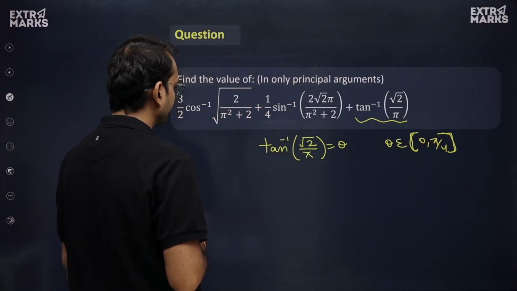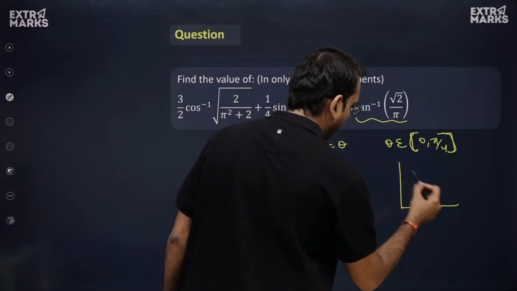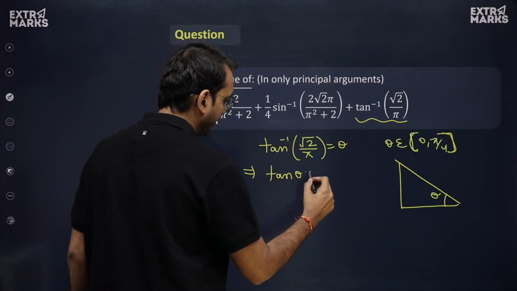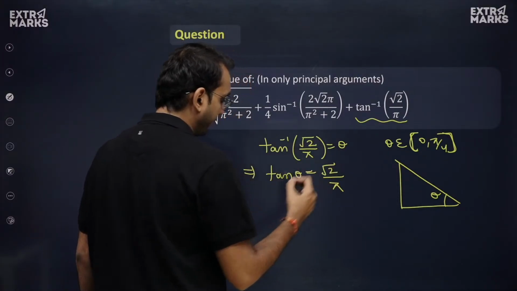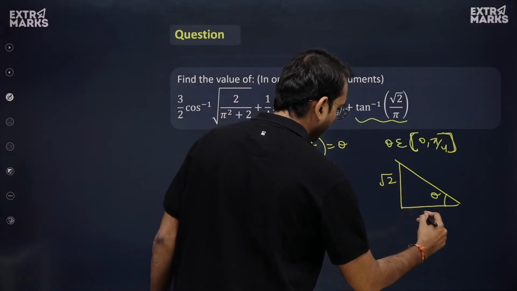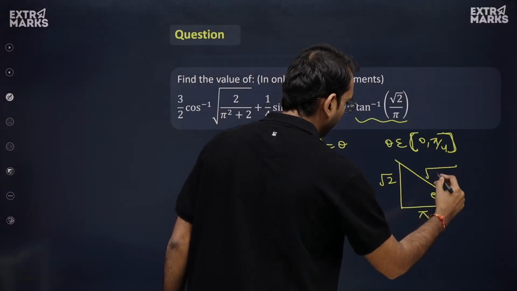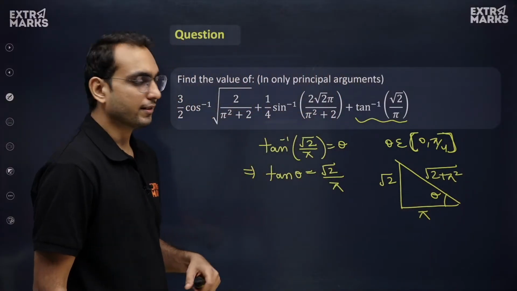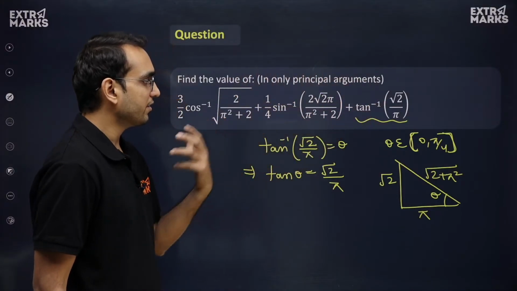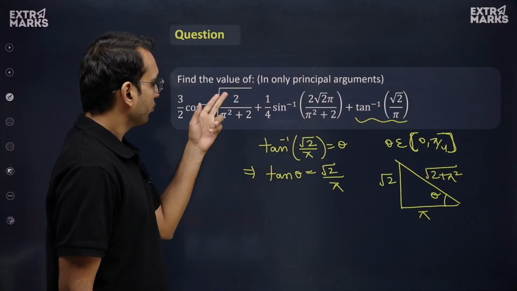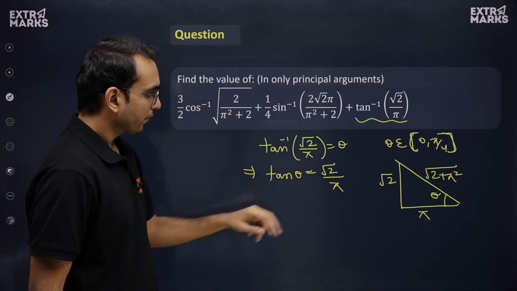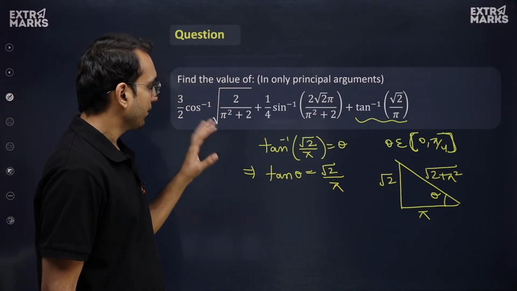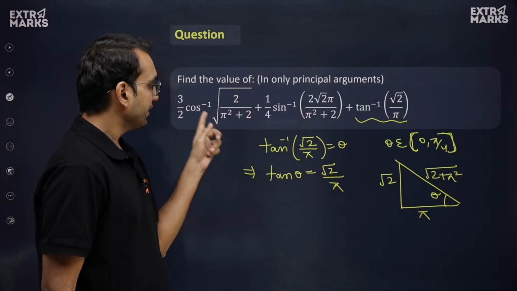Now let's make a right triangle. Let's say this is theta. So tan theta is root 2 upon pi. So the sides will be root 2, pi, and the hypotenuse root of 2 plus pi square. Now just see this. Yes, all the expressions are Pythagorean triplets. Root 2 upon root of pi square plus 2. Can you see that this expression is basically sin theta?